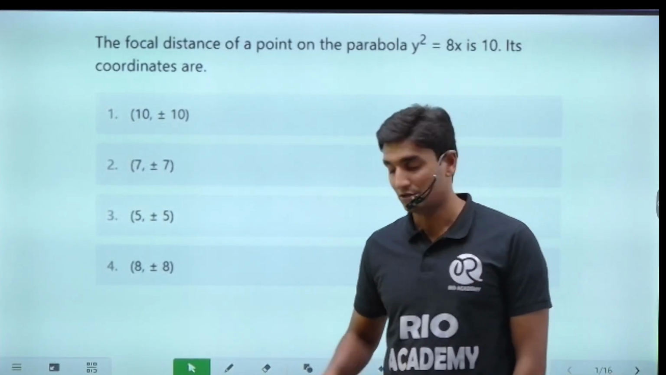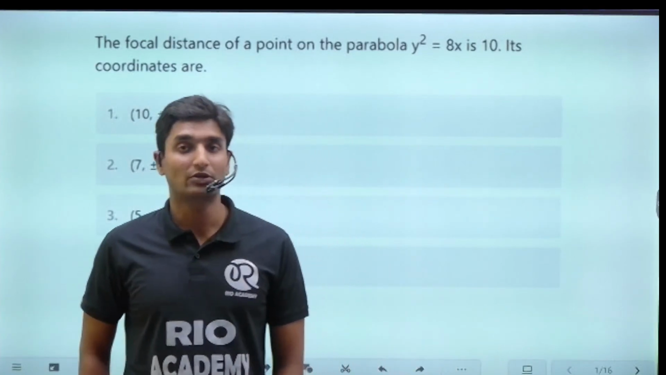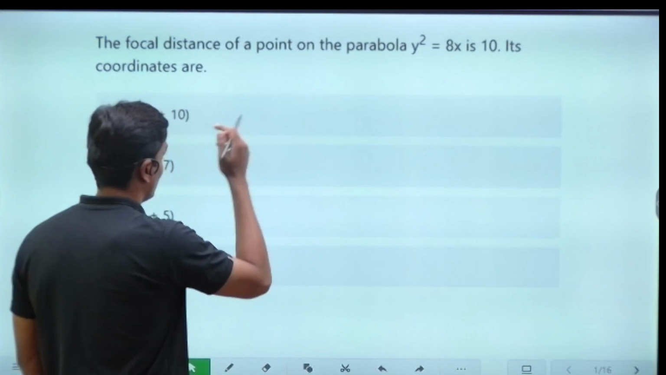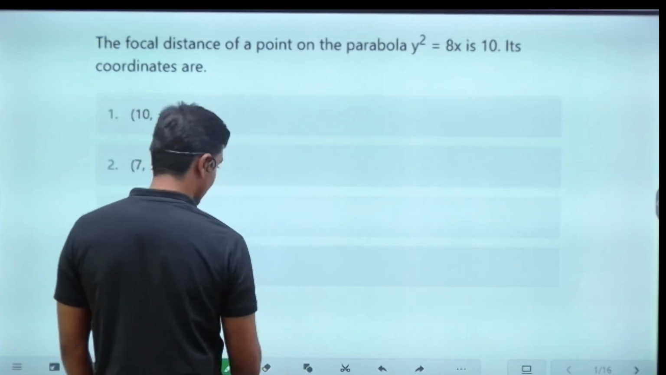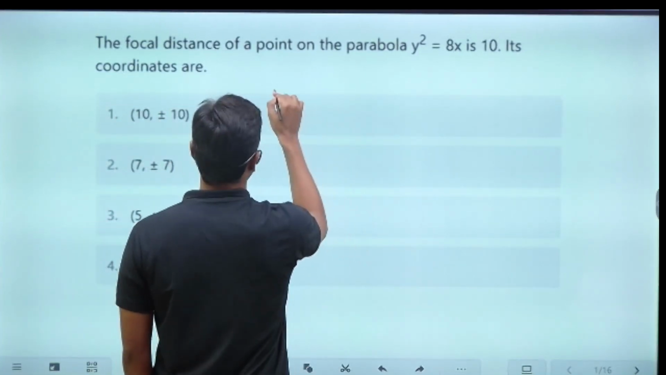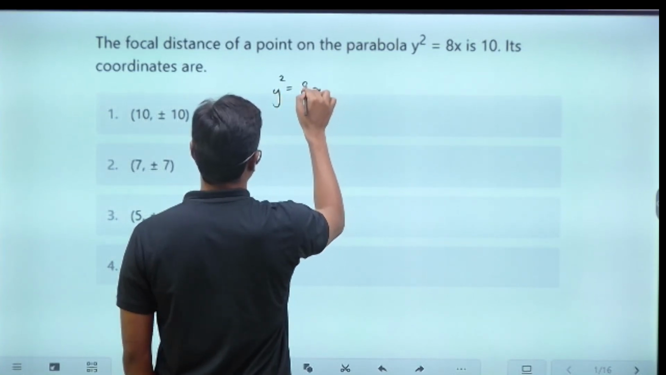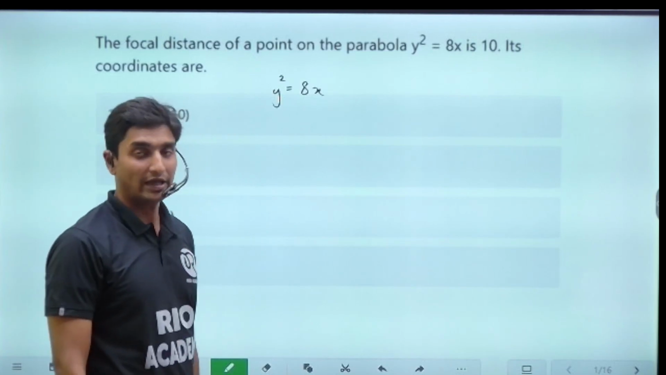The distance of a particular point from the directrix, that is the focal distance. Now see here, guys, y square is equals to 8x. That is the equation which has been clearly mentioned here. Y square is equals to 8x. Now it is clearly visible here that our parabola lies along the x-axis.